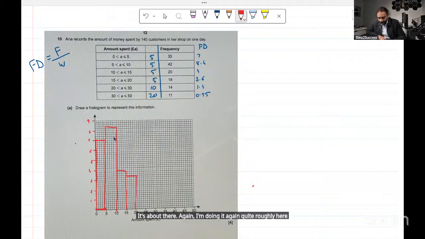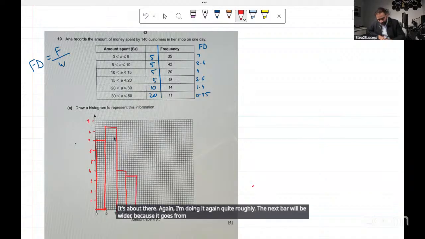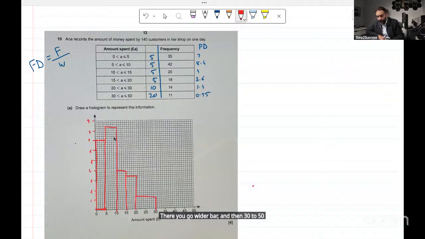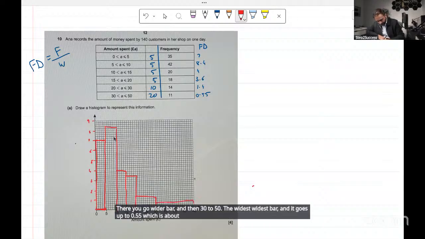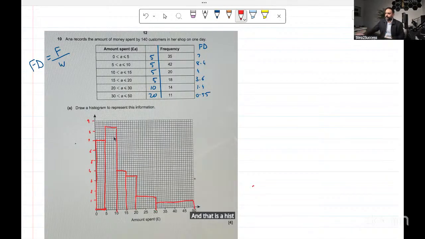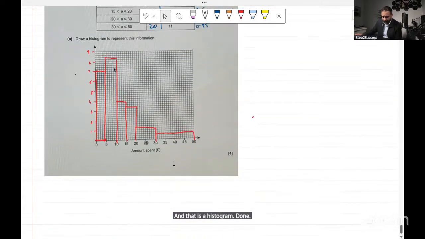The next bar will be wider because it goes from 20 to 30 and it goes up to 1.4. There you go, wider bar. And then 30 to 50 is the widest bar and it goes up to 0.55, which is about there. And that is a histogram. Done. Yeah, that's what you do.